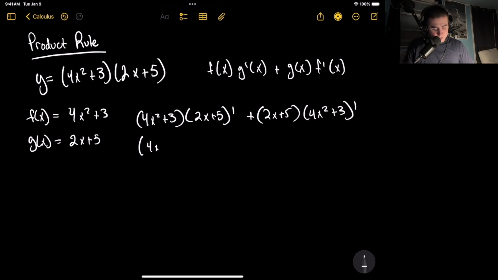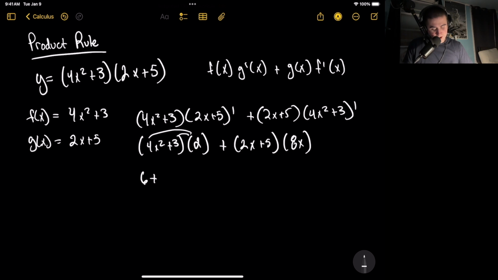So we have 4x squared plus 3, and then the derivative of 2x plus 5 is just 2. Then multiplied by 2x plus 5, and then the derivative of 4x squared plus 3 is going to be 8x. Okay, so now we'll distribute this 2 into the two terms on the left side. We're going to have 2 times 3, which is 6, plus 2 times 4x squared is going to be plus 8x squared.